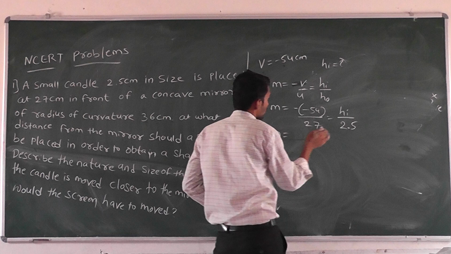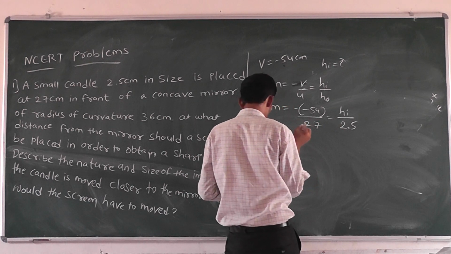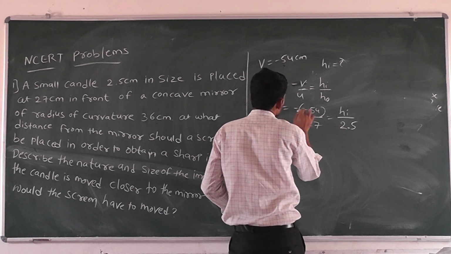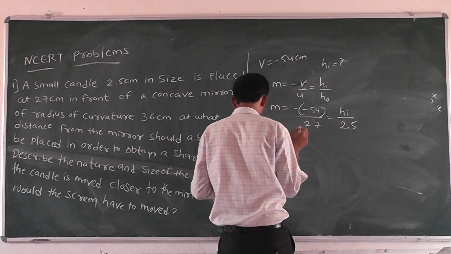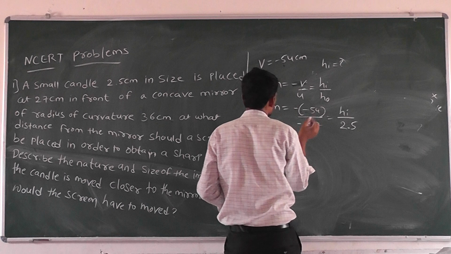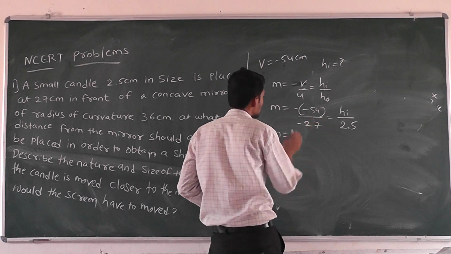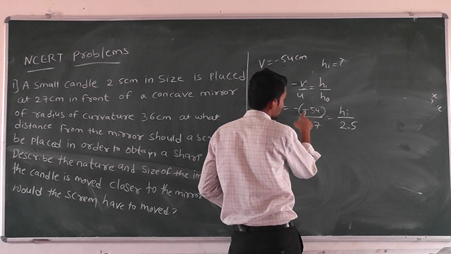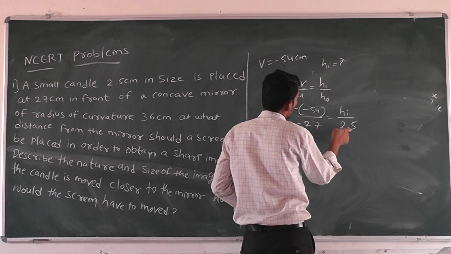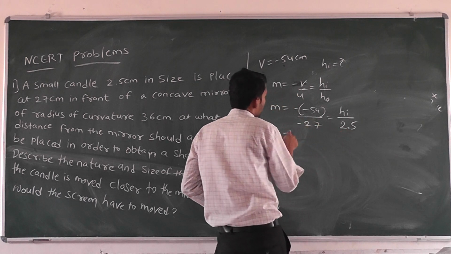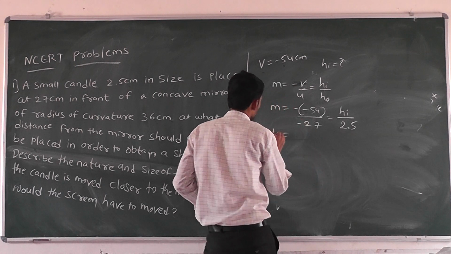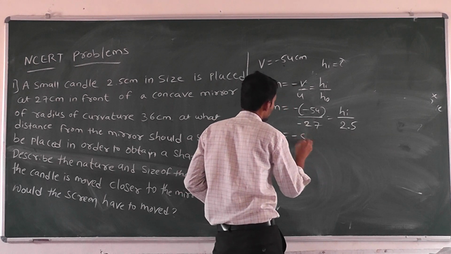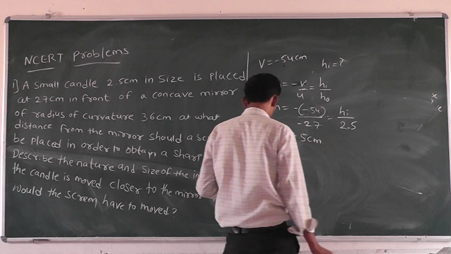Next, by cross multiplying, what value will we get? Minus into minus is plus, so plus 54 into 2.5 divided by 27. Sorry, the object distance is minus 27. So 54 into 2.5 divided by 27 gives the height of the image, which is 5 centimeter.